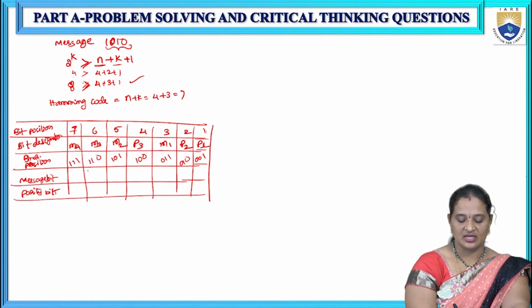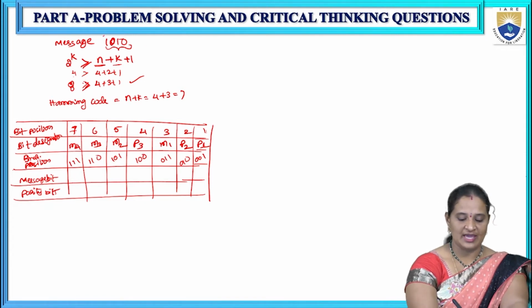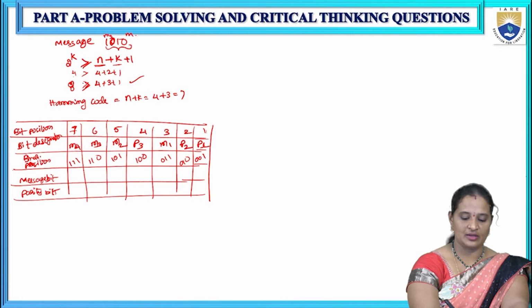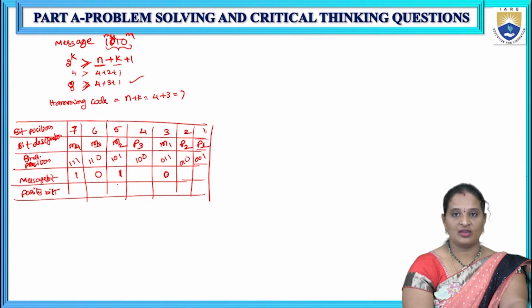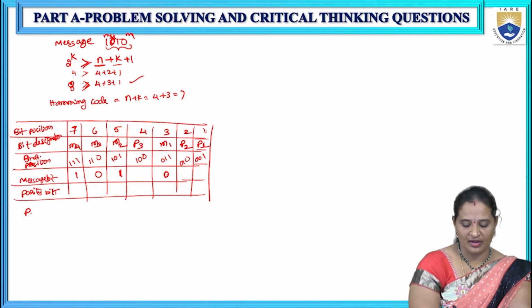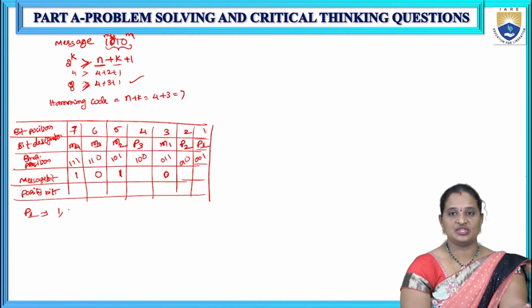Now the message bits. So you write down all the message bits according to the message given. So this is M3 and this is M4 and this is M1. So M4 is 1, M3 is 0, M2 is also 1, whereas M1 is 0. And we don't know the values of the parity bits. So for finding out the parity bits, we need to check the bit positions whose binary equivalent has its LSB as 1.